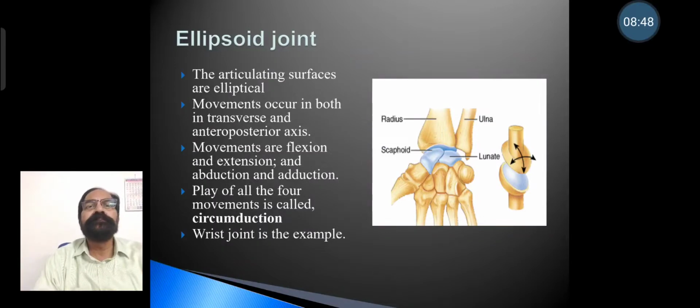Ellipsoid joint. The articulating surfaces are elliptical. Movements occur in both transverse and anteroposterior axis. Movements are flexion and extension, and abduction and adduction, and the play of all four movements is called circumduction, and the wrist joint is an example.